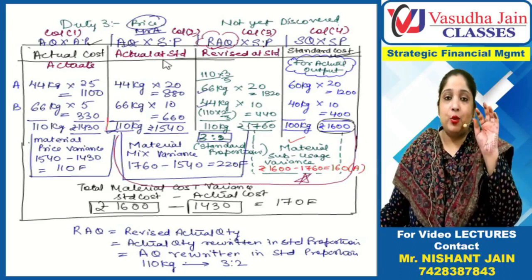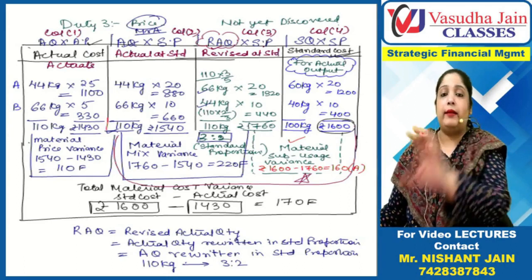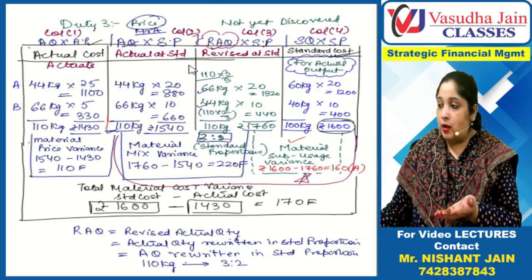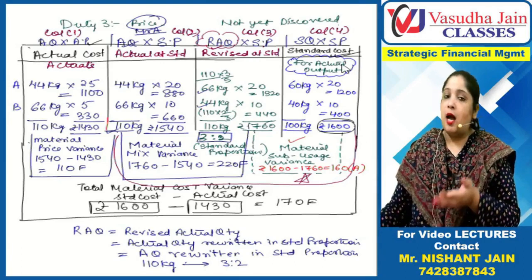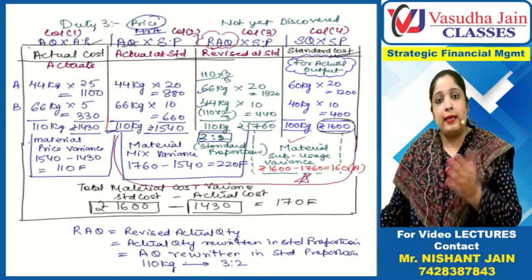For second, say actuals at standard. For third column, say revised at standard. And fourth, say standard. Only standard. Again, actuals, actuals at standard, revised at standard and standard.